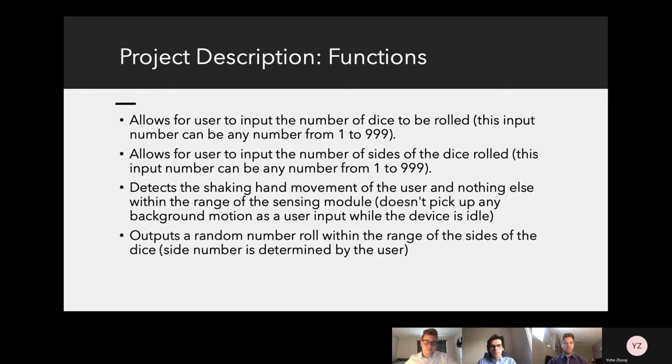We'd like the device to detect the shaking hand movement of the user and nothing else within the range of the sensing module. This is so that it doesn't pick up any background motion while it's idling and take it as a user input. We'd also like it to output a random number within the range of the size specified by the user.